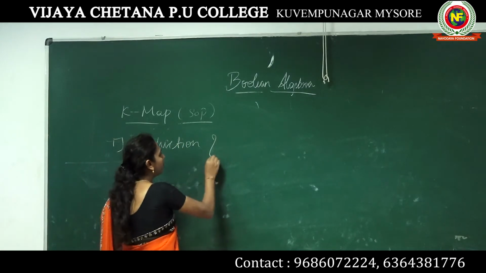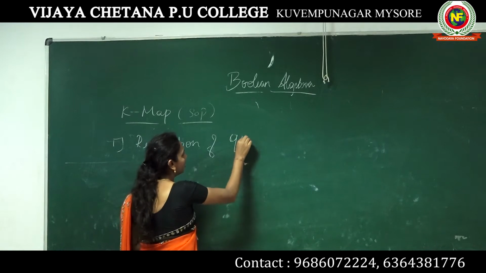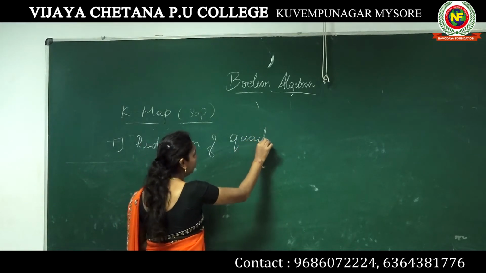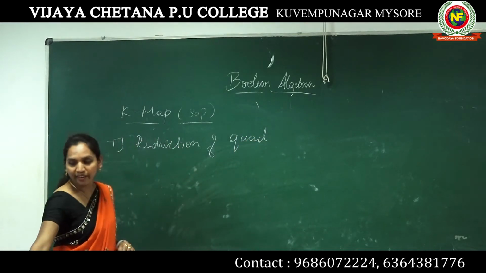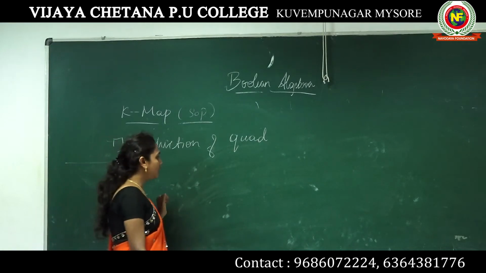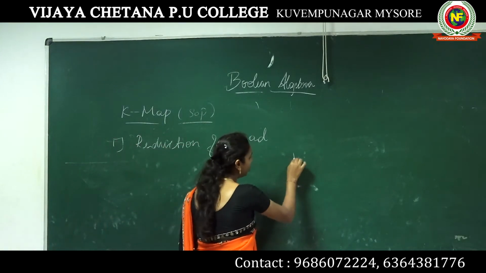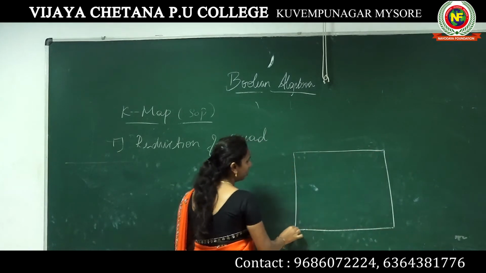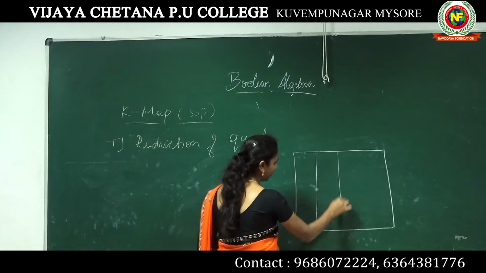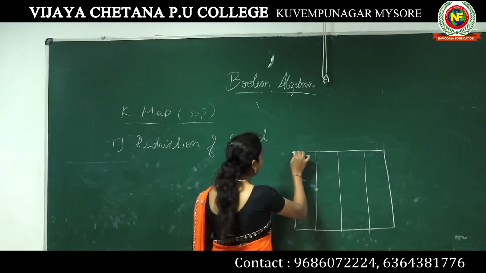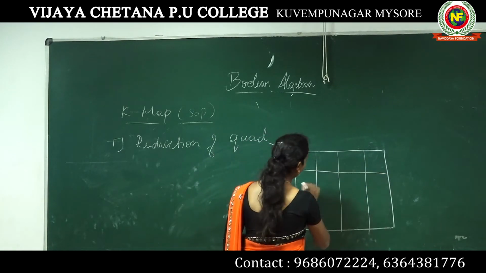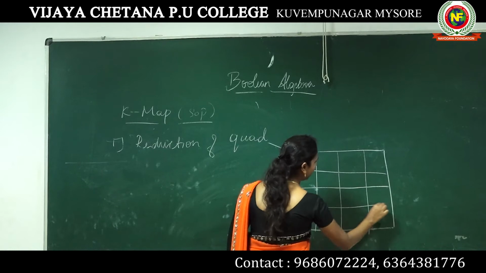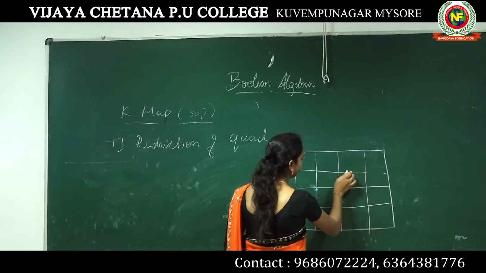Again, reduction of what? So how to do the reduction of what? So we'll see. First we need to draw the K map for 4 variables, right? So first you need to learn how to draw the K map, then you can easily do the problem.